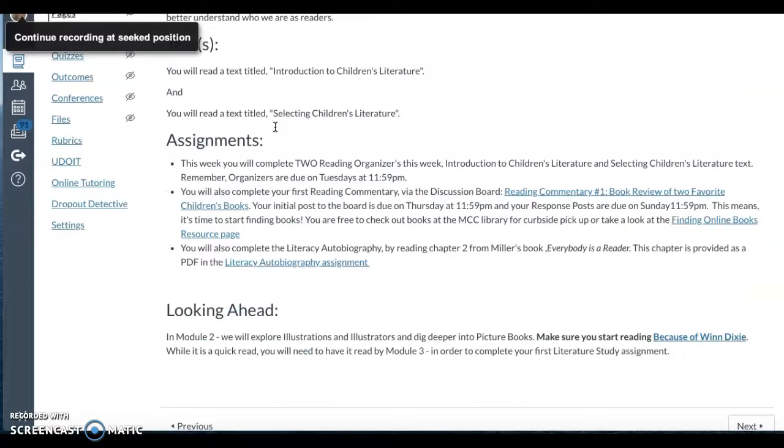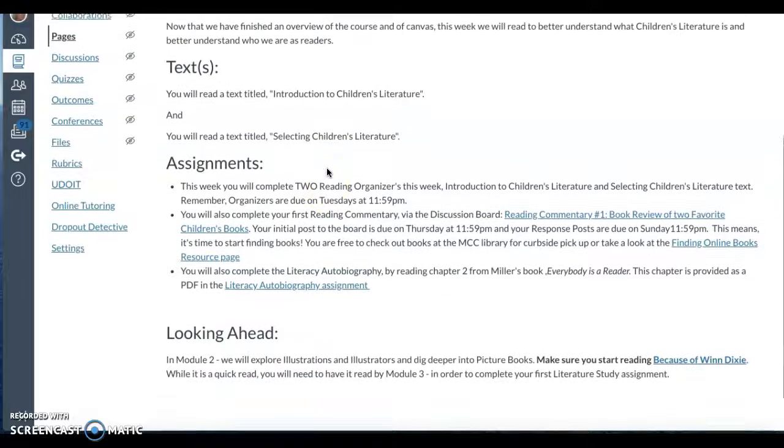Our assignments for this week are 2 reading organizers. This is not typical, but for this week only, we will have 2: Introduction to Children's Literature corresponding with the appropriate reading, as well as Selecting Children's Literature corresponding with this reading. You will also have your first reading commentary due this week. Initial posts are always due Thursday, and response posts to 2 peers will always be due on Sunday. And we have a literacy autobiography due on Sunday that will correspond with the reading embedded within the assignment called Everybody is a Reader.